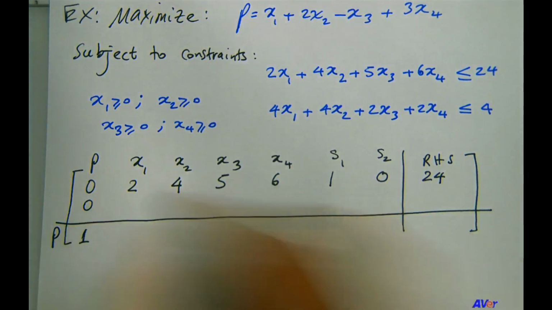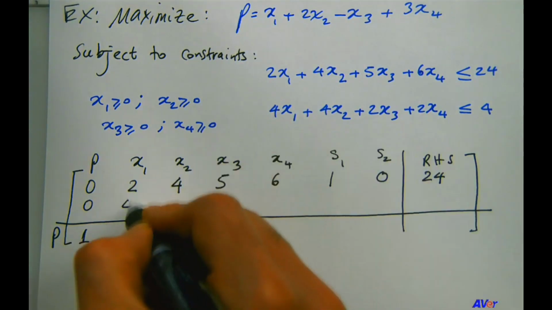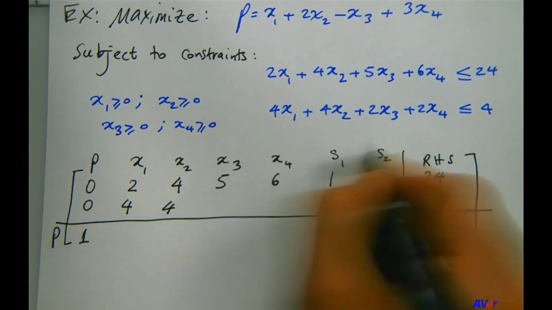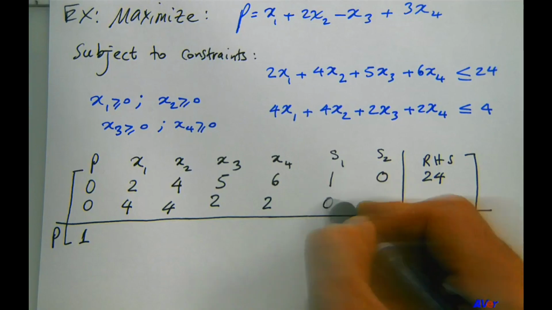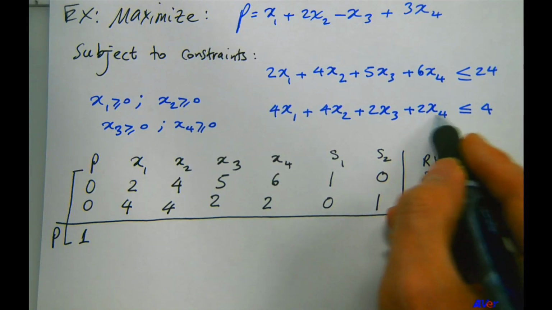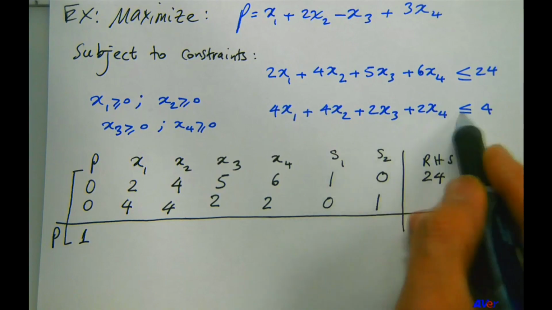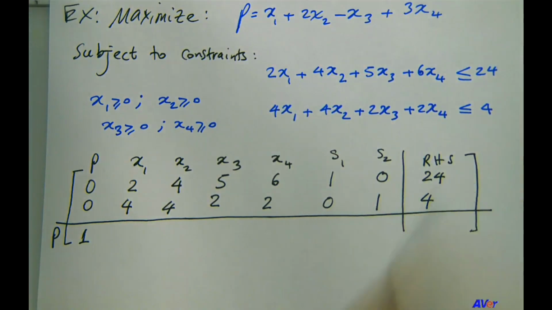The second row gets these coefficients, so 4, 4, 2, 2. For s1 it gets a 0. We're going to need an s2 slack variable to convert this inequality to an equality, and then 4 ends up here.